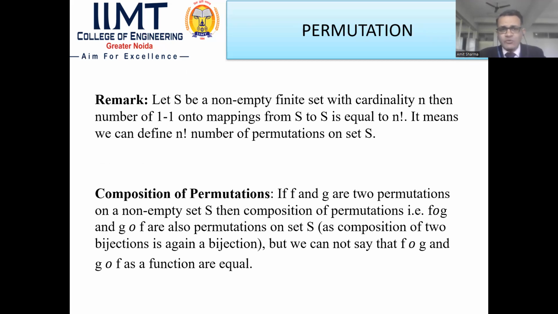Now, composition of permutations. If f and g are two permutations on a non-empty set S, then composition of permutations, that is f circle g and g circle f, are also permutations on set S, because composition of two bijections is again a bijection. But in general, we cannot say that f circle g is equal to g circle f. These may or may not be equal.